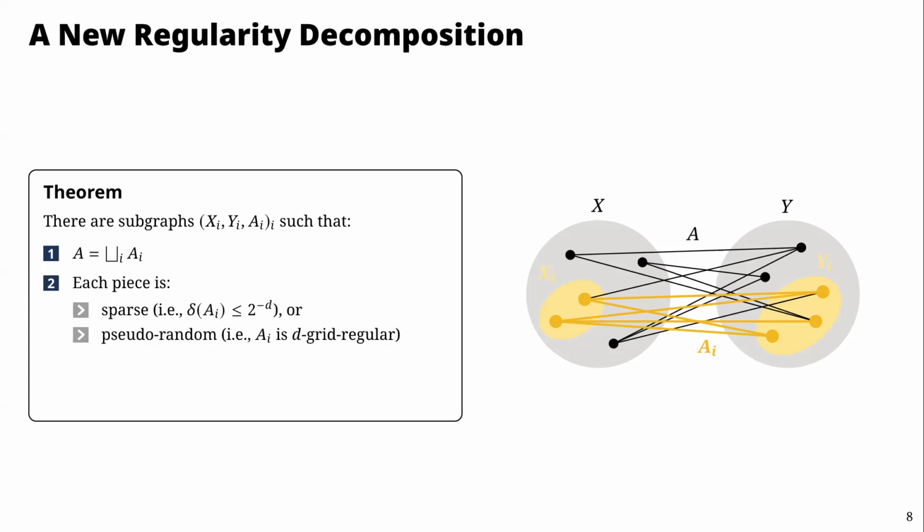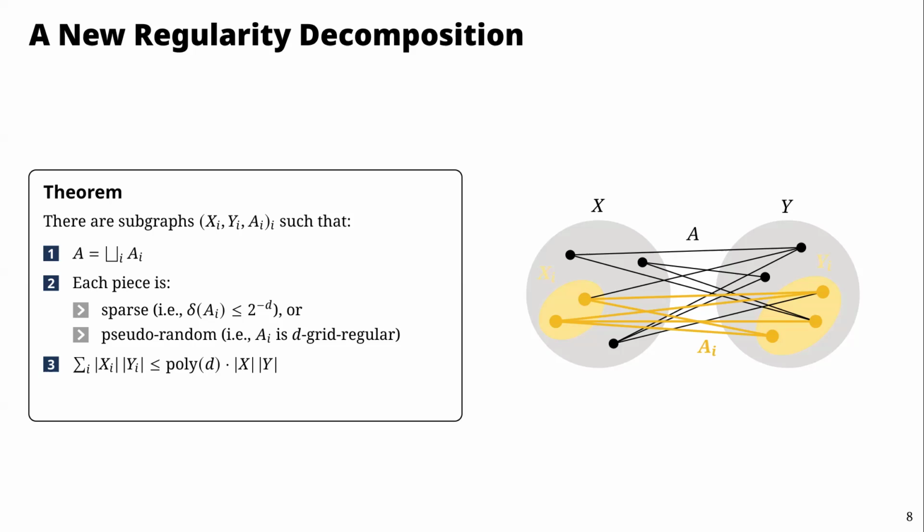The second one is every piece is either sparse, which formally means that the density of the piece is at most 2 to the minus d, or it's pseudorandom, which specifically means that the edges A_i are d-grid regular. Okay, nice. The third property is somewhat technical, which is kind of saying that this is an almost decomposition.